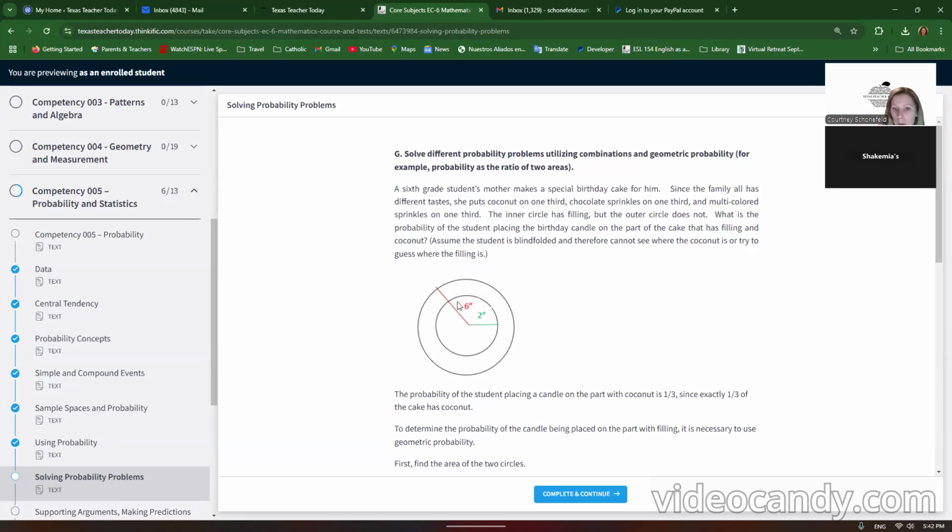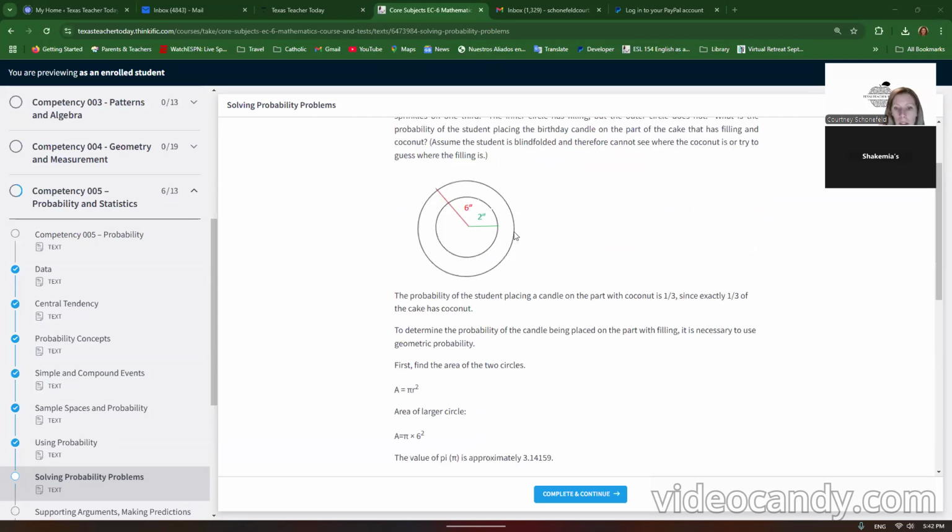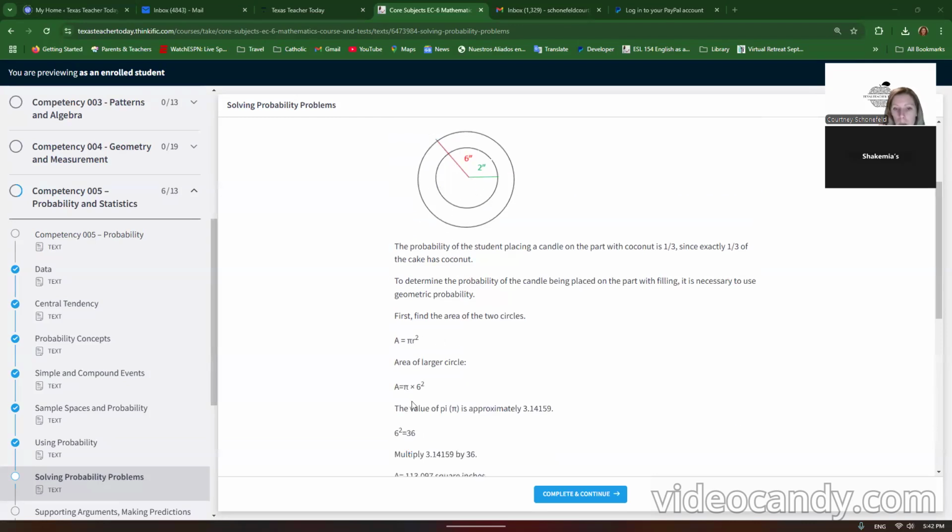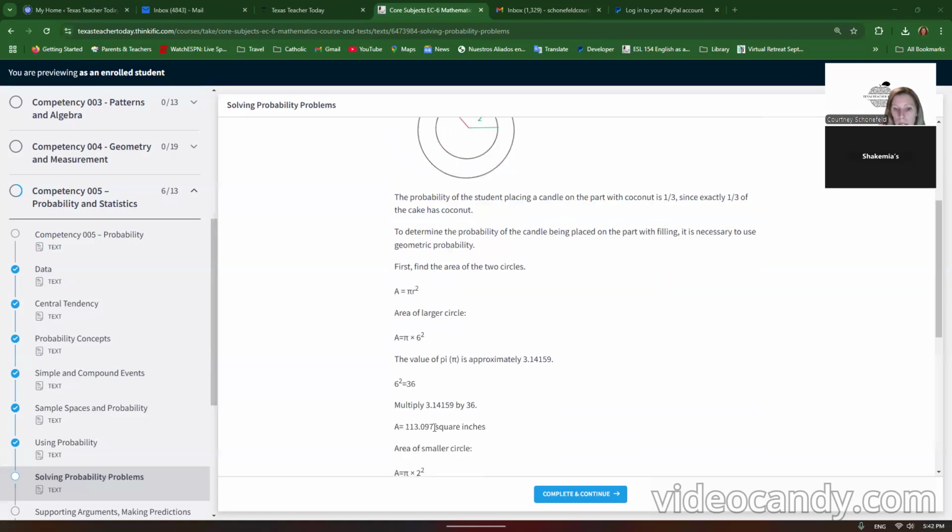So we have to find the probability of this little tiny section right here. That's what we're looking for, right? So let's see how to do that. First, we're going to find the area of the two circles. The area of the large circle is pi r squared, and the larger r is 6. So pi times 36, which is 113.097.